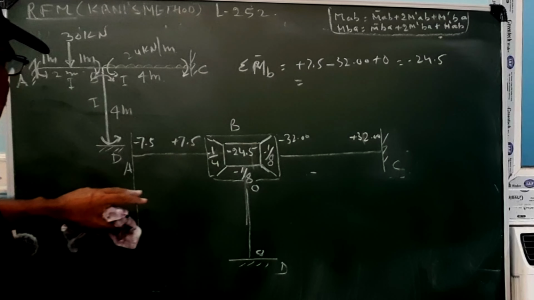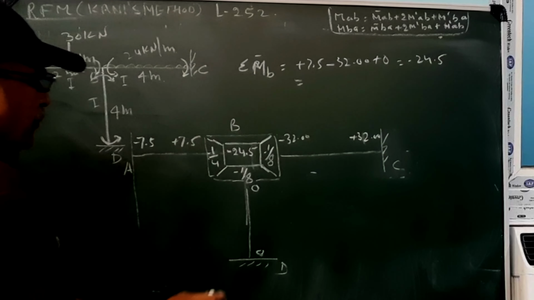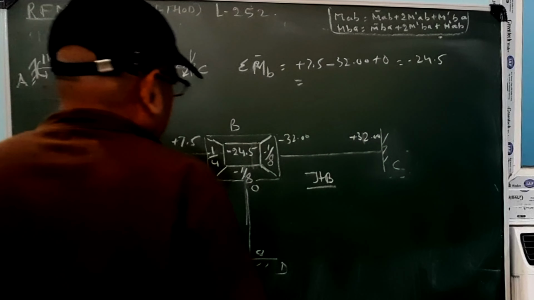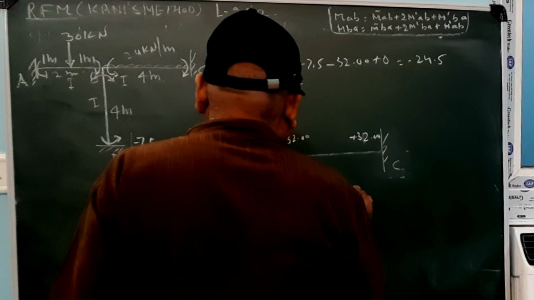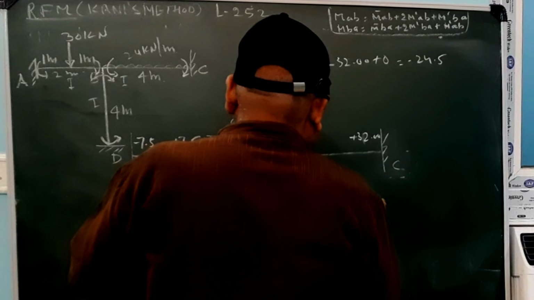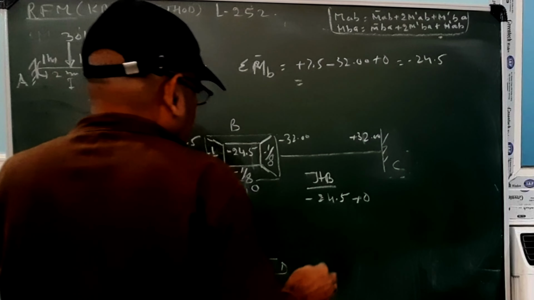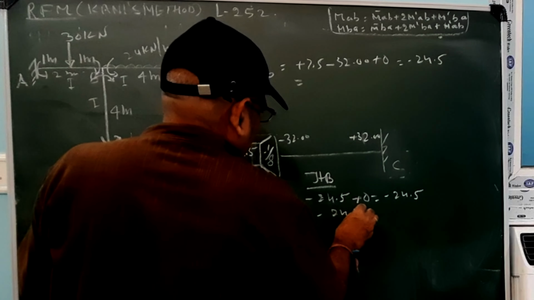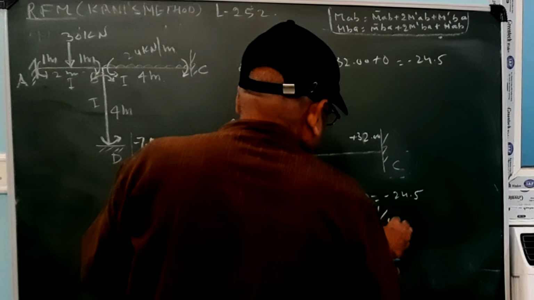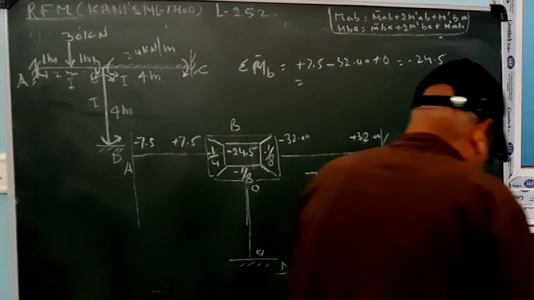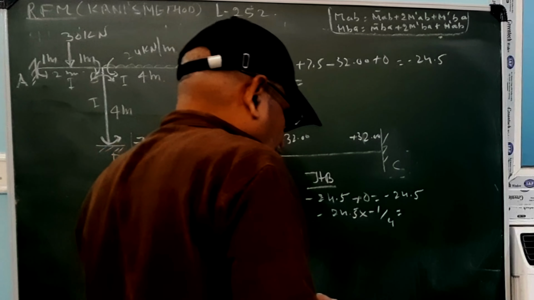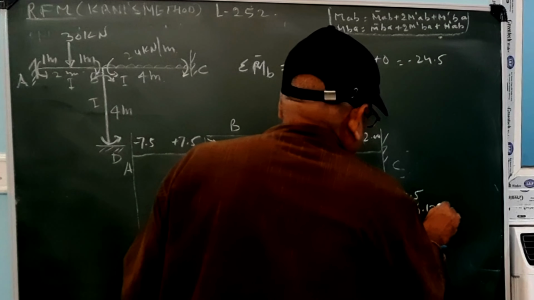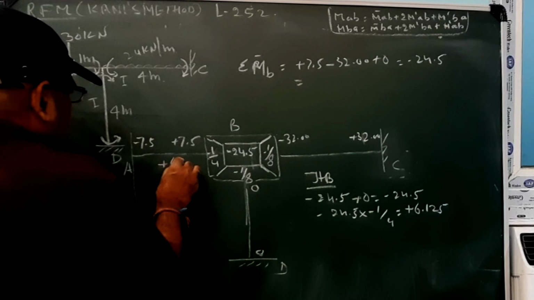If you take this joint B, at joint B we have minus 24.5, and contribution of this is 0 and contribution of this is 0. So minus 24.5 multiplied by this minus 1/4, so this will be 24.5 divided by 4, which is plus 6.125. So put here plus 6.125.